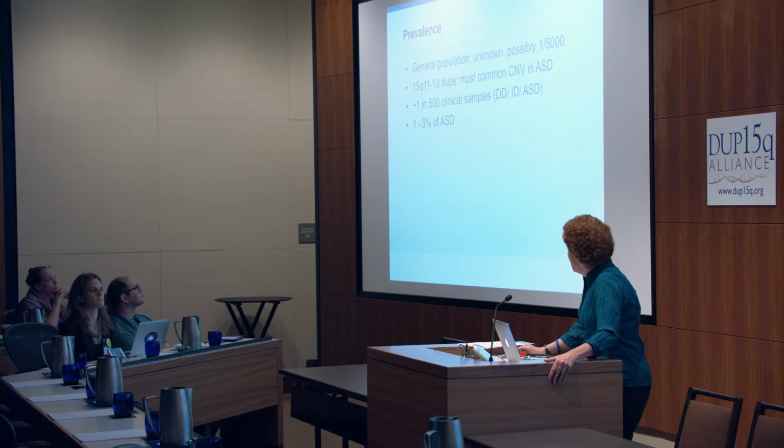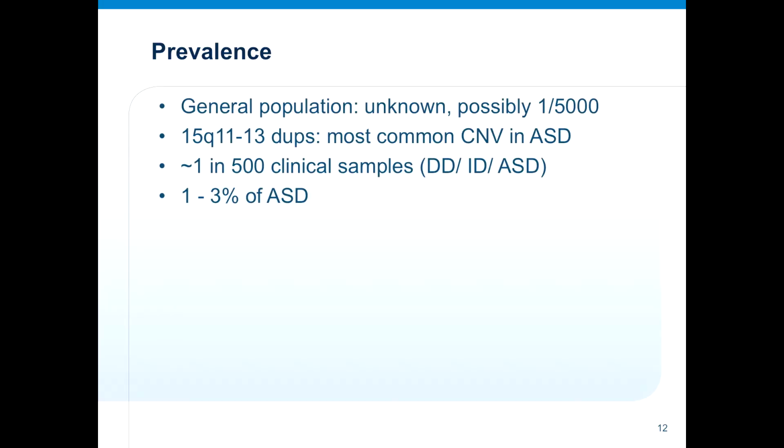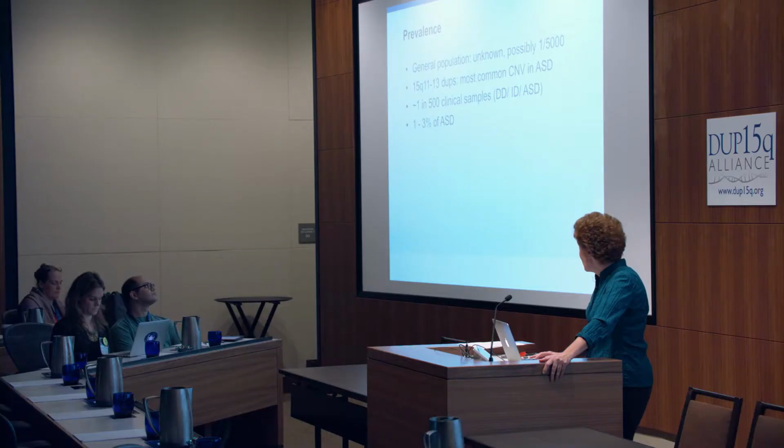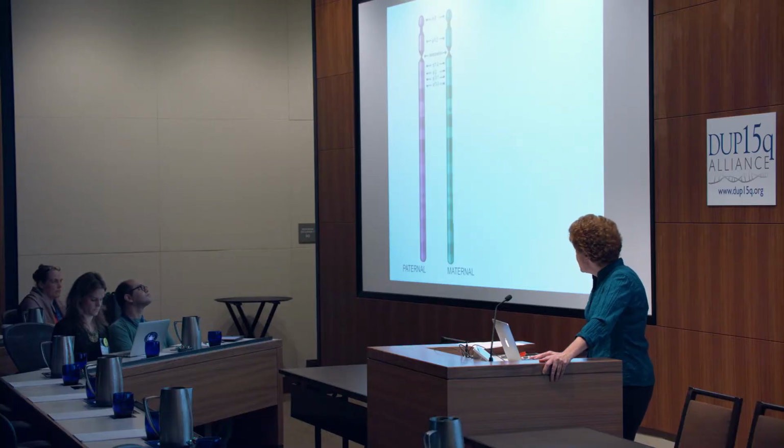We know that these duplications are the most common CNV detected in clinical samples with ASD, and about 1 in every 500 clinical samples that are sent for evaluation of developmental delay or intellectual disability or autism spectrum disorder ends up having DUP15. So it's estimated that about 1 to 3% of all autism is due to this particular copy number variant.